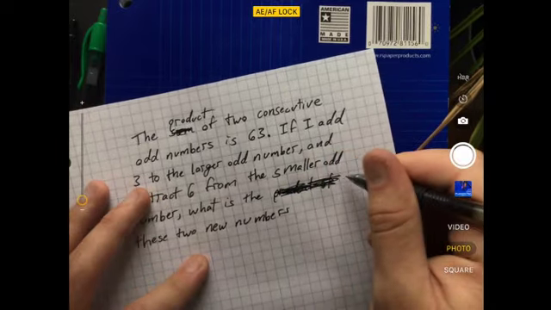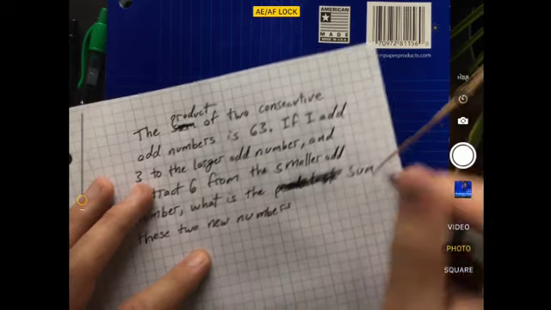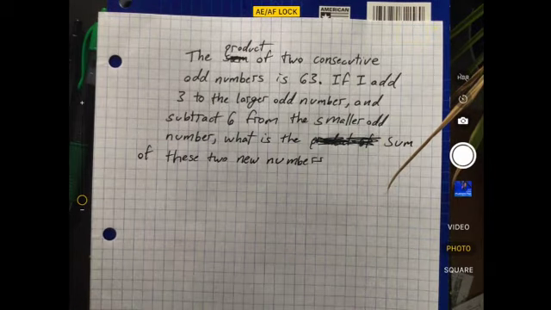Okay, cool. All right. So the product of two consecutive odd numbers is 63. If I add 3 to the larger odd number and subtract 6 from the smaller odd number, what is the sum of these two new numbers?